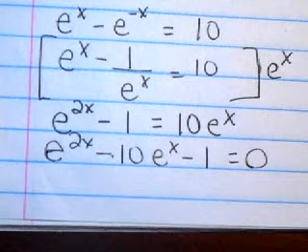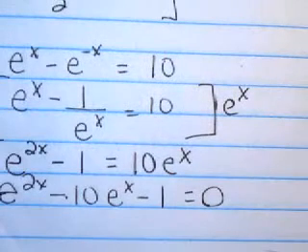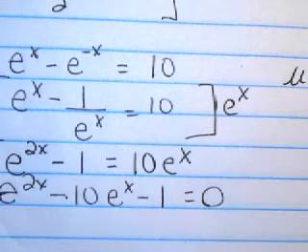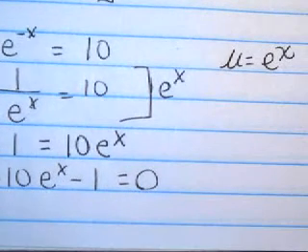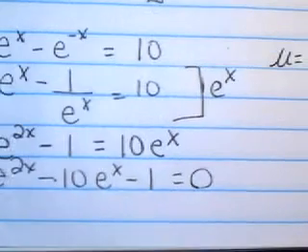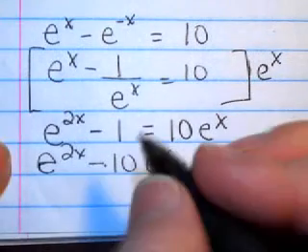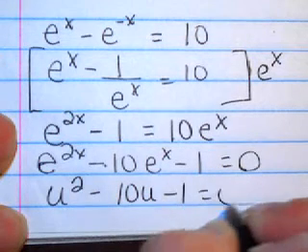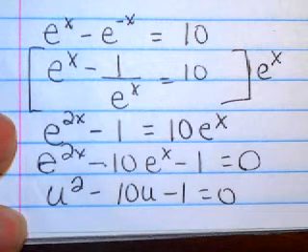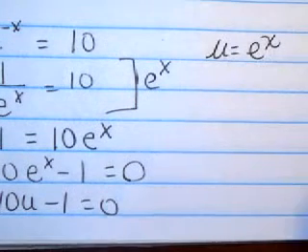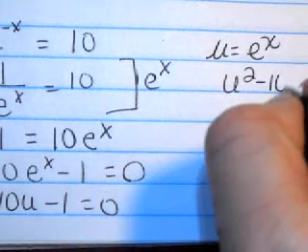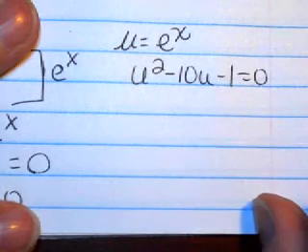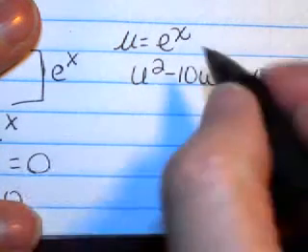I cannot do it if I have terms being subtracted. So this looks like a quadratic, so we're going to use u substitution, and we're going to let u equal e to the x. If u is equal to e to the x, this would be u squared minus 10u minus 1 equals 0. So I'll rewrite it over here. U squared minus 10u minus 1 equals 0. That is not factorable, so I have to use the quadratic.